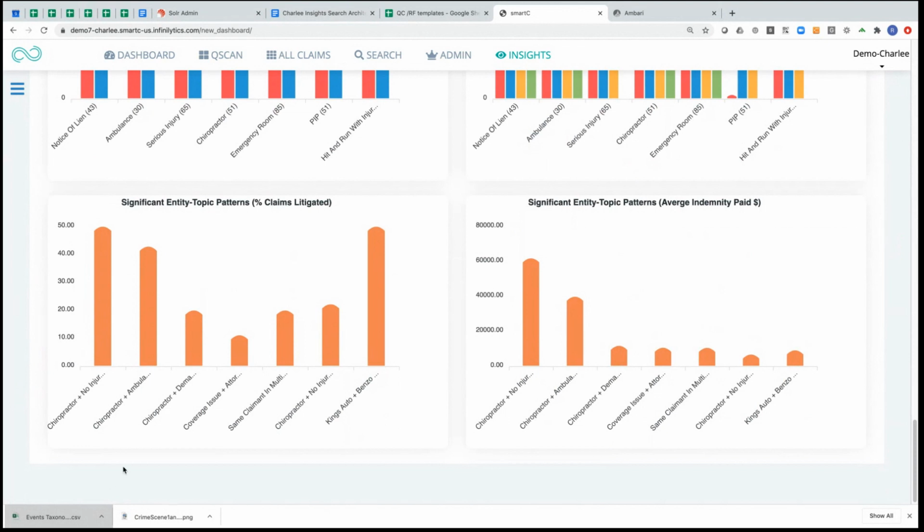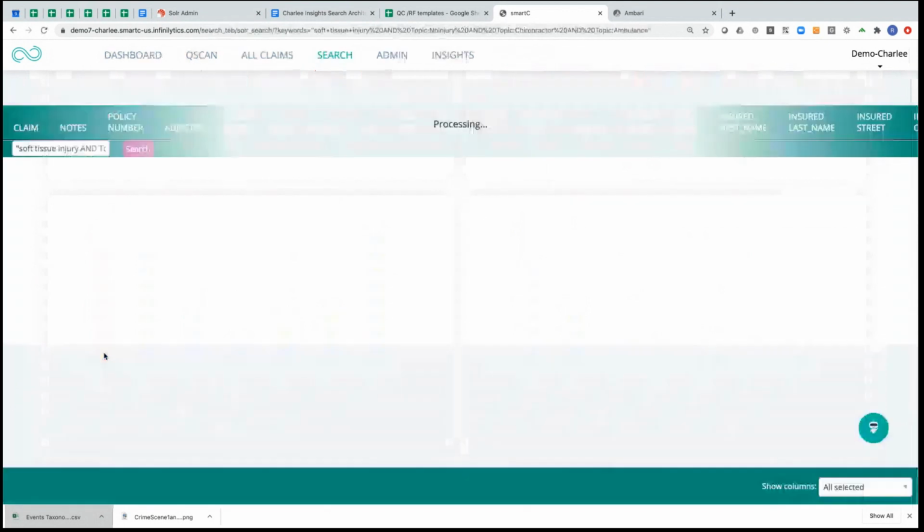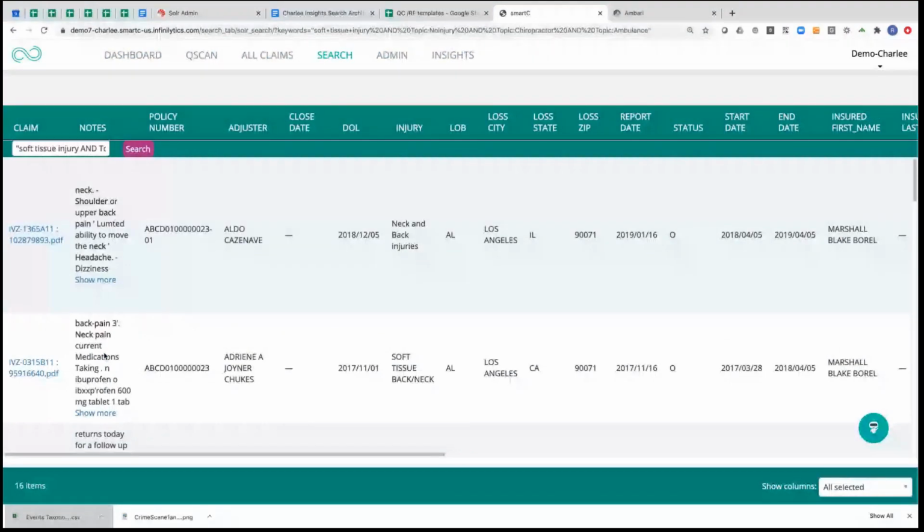And you can also drill down. So, for example, let's say you want to drill down here and look at the claims that involve a soft tissue injury, that involve a chiropractor, an ambulance, and another party that is claiming no injury. It will do a semantic search, and it does that. And so if you see here, things like shoulder, upper back pain, neck pain, this is where it does a semantic search.